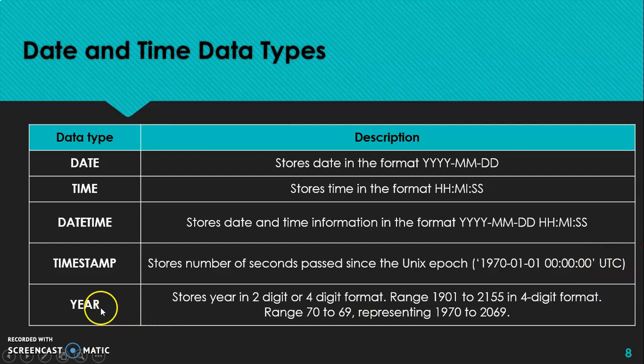Then we have year. It stores the year in 2-digit or 4-digit format. When using 4-digit format, the range is 1901 to 2155. But when using 2-digit format, it is 70 to 69, representing 1970 to 2069. So these are the data types that are used in date and time.